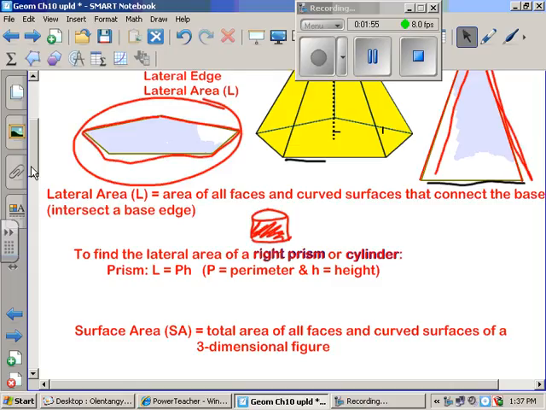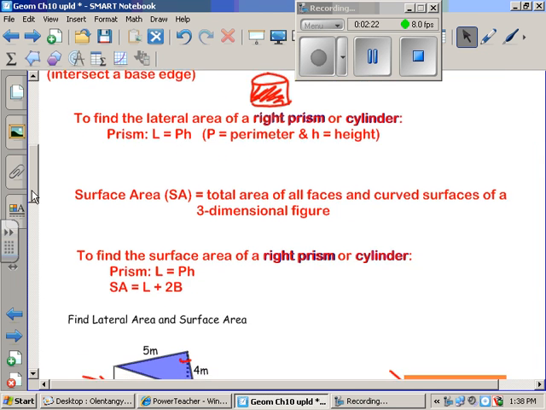Lateral area then is the area of all the sides. So for instance, in the cylinder, it would be the can part, not the top that you would take off to get the tuna out, but the can part. To find the lateral area of a right prism or a cylinder, you would just take the perimeter times the height. We'll talk about that a little bit later. That's sort of a shortcut.